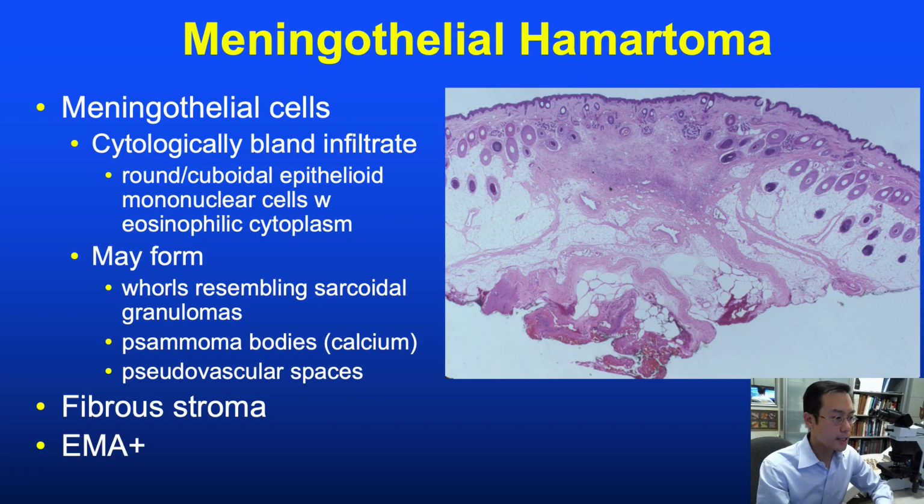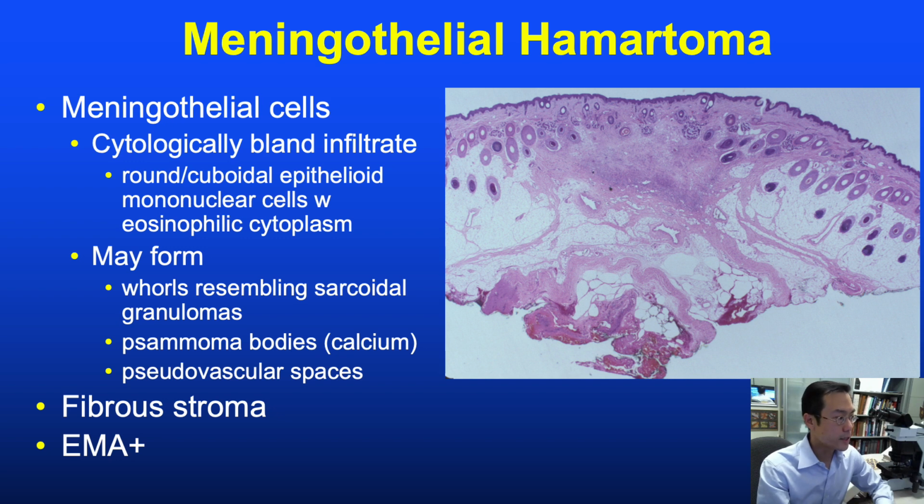Meningothelial hamartoma is indeed rare, and the clinical presentation is quite distinct and stereotypic. A congenital plaque of alopecia. And so we can see at scanning magnification here that the hair follicles are largely displaced by an infiltrate of cells that at high magnification would be cytologically bland mononuclear cells with eosinophilic cytoplasm.